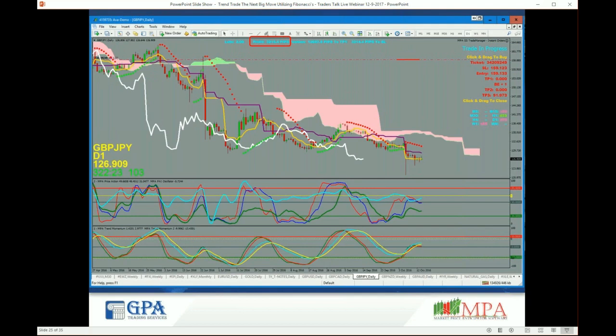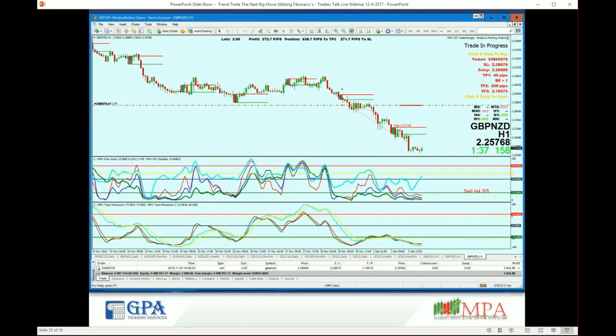Pound yen, 3,200 pips, and it goes on and on. Here's an extension retracement built-in system that you do breaks on highs and lows. We call that a breakout trade built into the system. It automatically entered the trade.